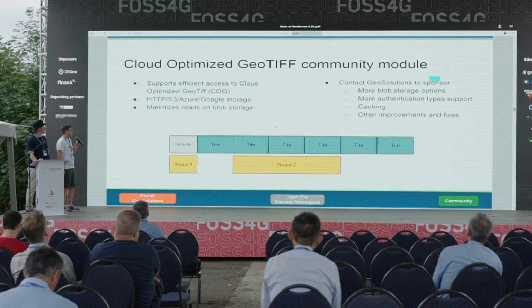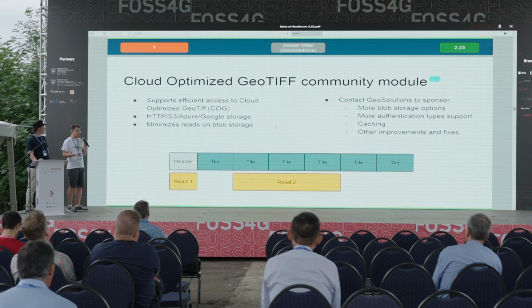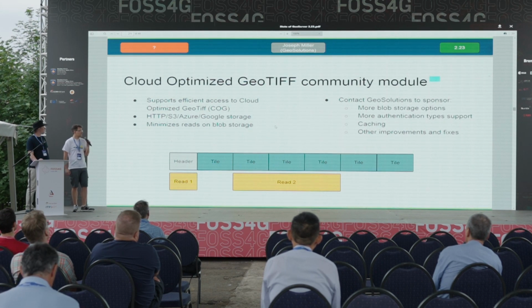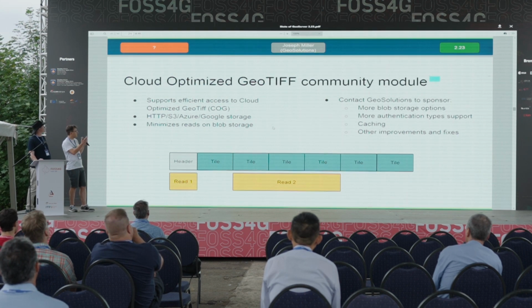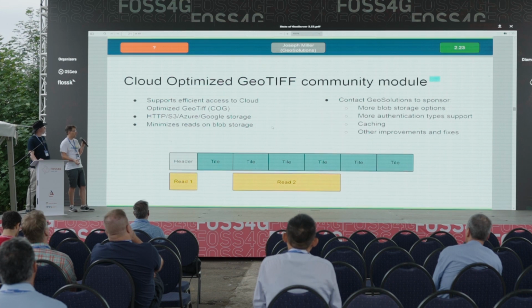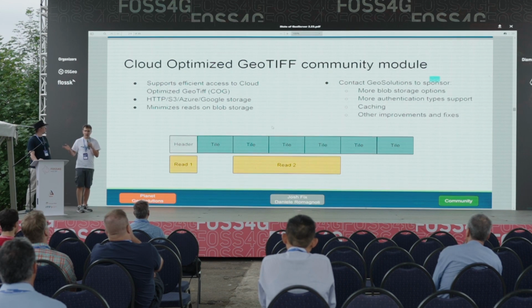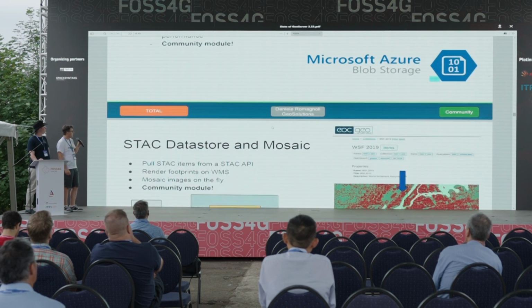We are working hard on the cloud-optimized GeoTIFF community module, which is efficiently reading data from blob storage if it's in COG format. We added support for HTTP, S3, Azure, and Google storage. We hope to add more formats, more authentication types support, because every cloud has its own little strange authentication mechanism, and other improvements and fixes. The last one to land was the COG support for Azure.